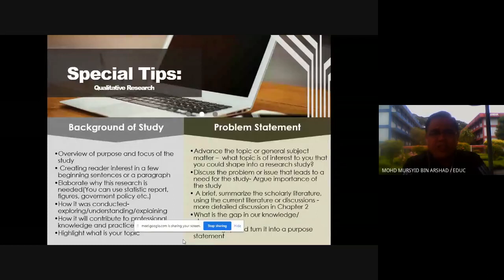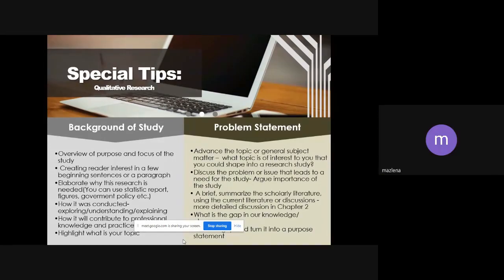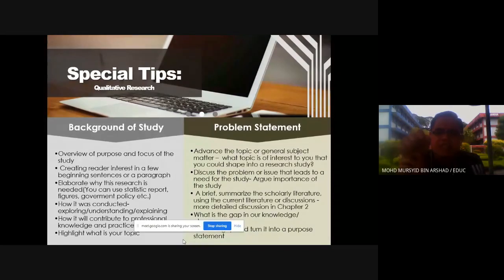You can see from the slide what makes the difference between the background study and the problem statement. The background study is more like you highlighting the issues. When you see the problem statement, it's more like you highlighting the problem. It's more like summarizing the scholarly literature. Of course, the problem statement is not longer compared with the background study. It's clearly more critical. It's showing your academic abilities here.